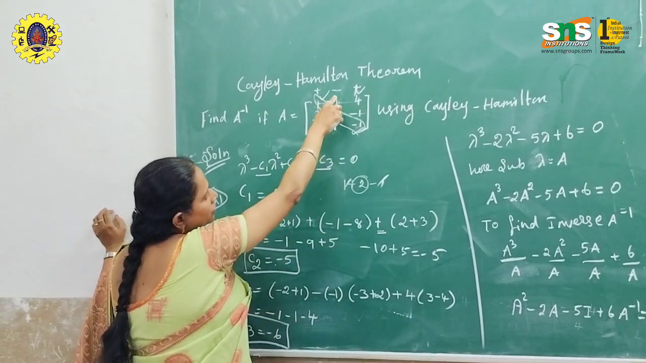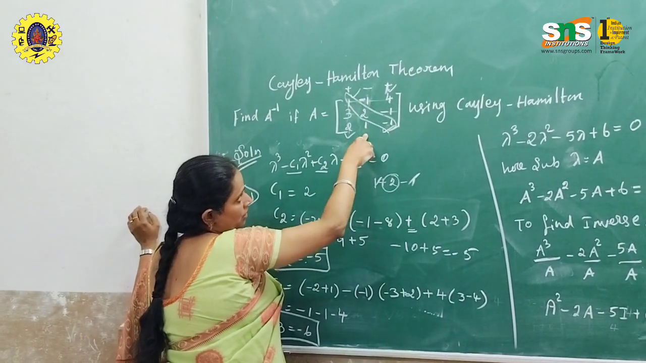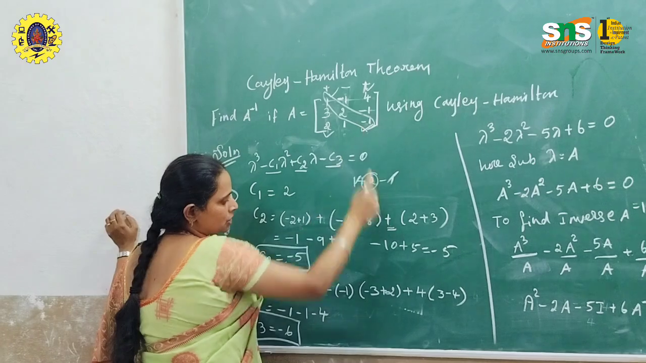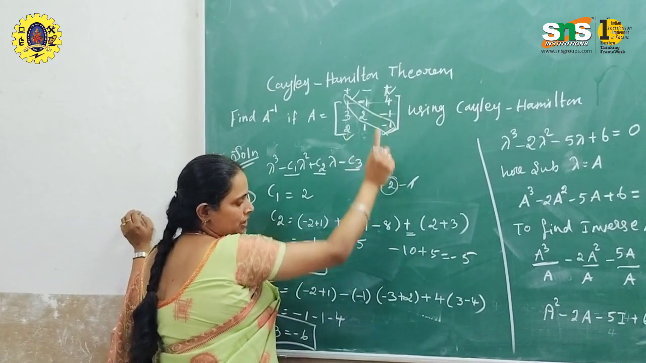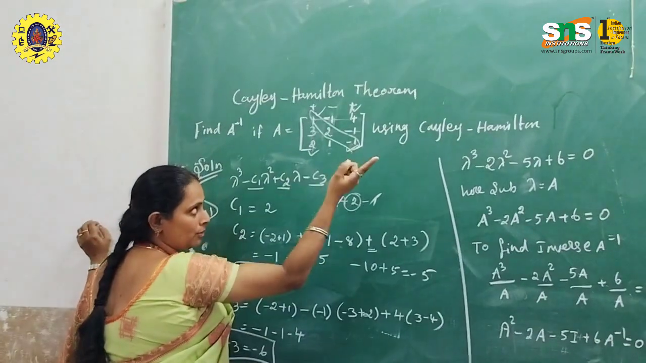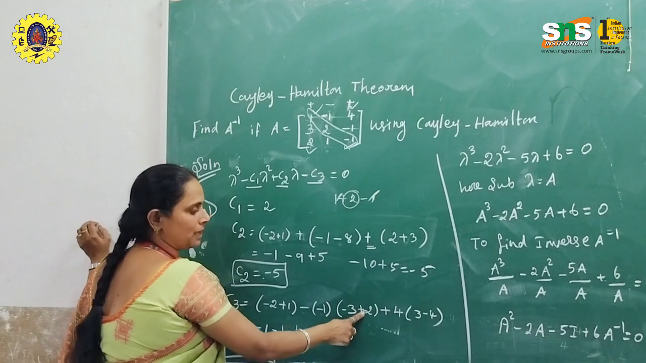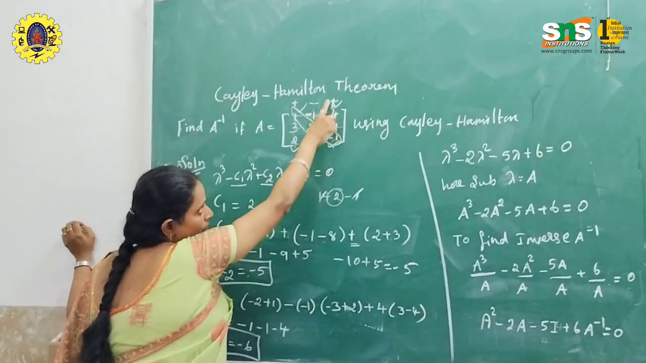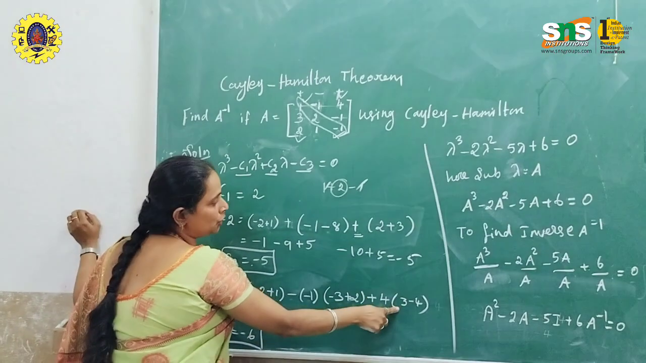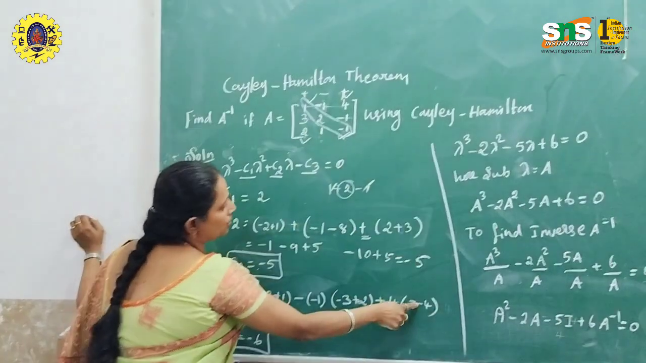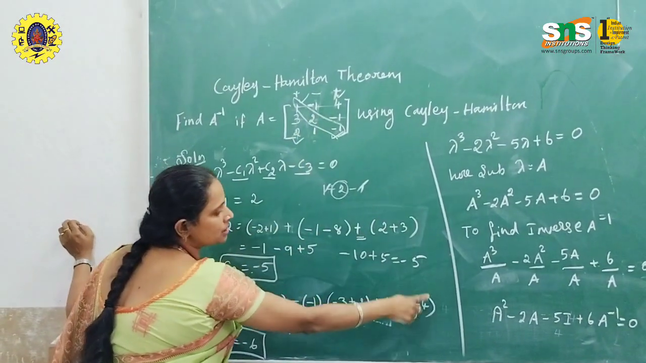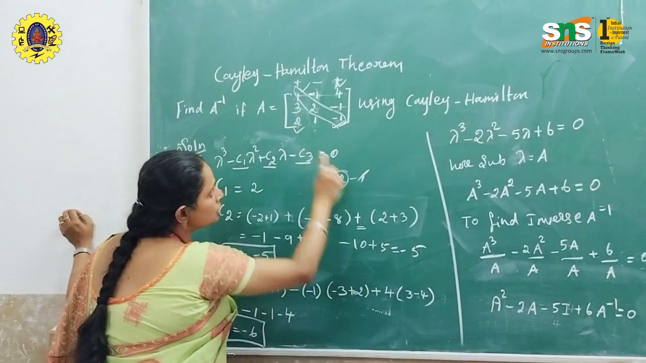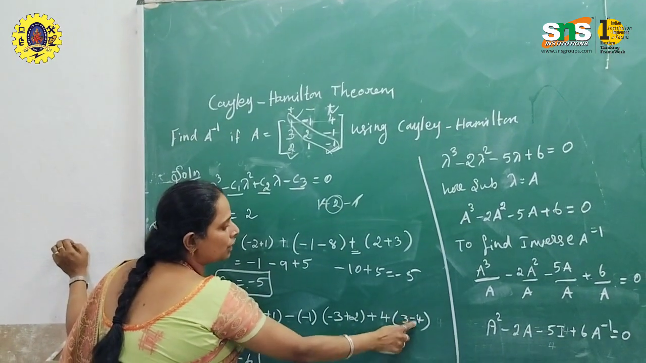Here we leave the second column in the first row. So 3 into minus 1 is minus 3, 2 into minus 1, and since the formula has a minus, we put a plus sign. Then plus 4. Then 3 into 1 is 3, and 2 into 2 is 4. The formula has a minus, so 3 into minus 4.